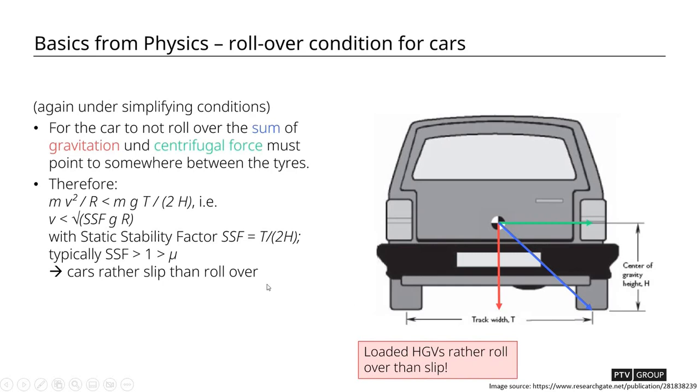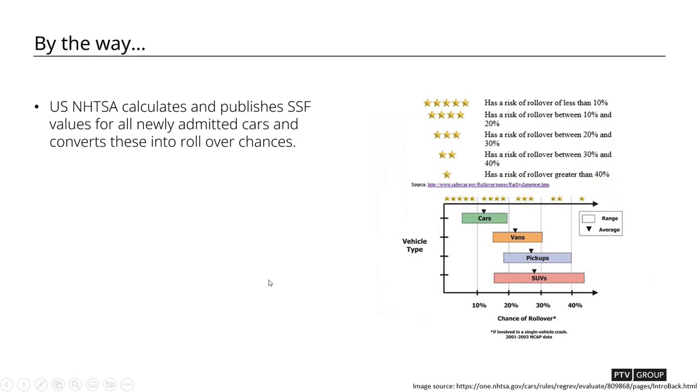If you are interested in that topic, the United States NHTSA agency is calculating for each vehicle type which is allowed to be sold in the United States this safety stability factor, and here you see the ranges. For cars, the chance to roll over is very low. It has many safety stars. For vans and pickups, it's higher, and for SUVs, there is a wide range. So if you're considering buying one, check this webpage.